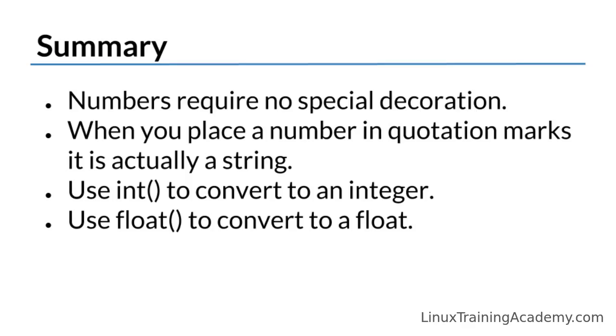Let's review what we've talked about today. We learned that numbers require no special decoration, unlike strings, which you have to enclose in quotes. And if you do happen to place a number inside of a quote, it actually becomes a string. If you want to convert a floating point number or a string to an integer, use the Python built-in int function. Likewise, to convert an integer or a string to a floating point number, use the float function.